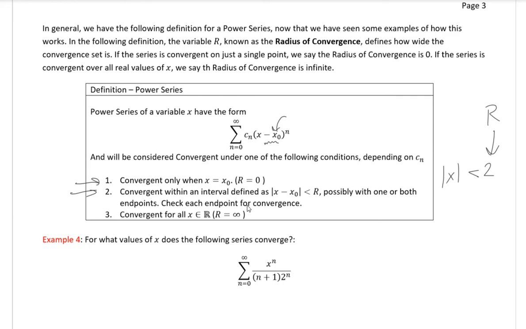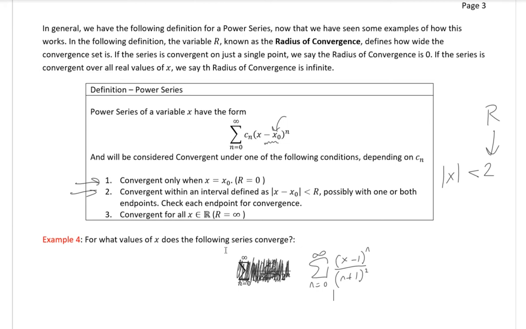Now that could also include one or both of the endpoints, so you do want to check each of those just like we did in the previous example. Lastly, you could theoretically also have it convergent for all real values of x, which we did have in the first example above. We would then say that the radius of convergence is infinite, that there is no defined radius, it covers all values that are in the real number set. With this in mind, we can have a little bit of a better idea of what's going to happen when we evaluate the next few examples.